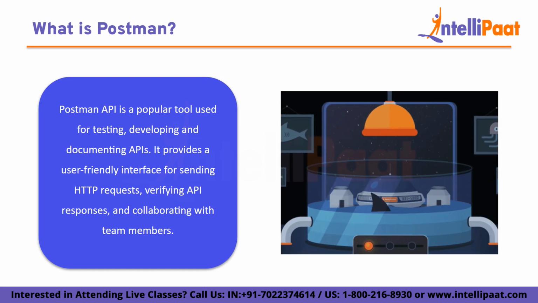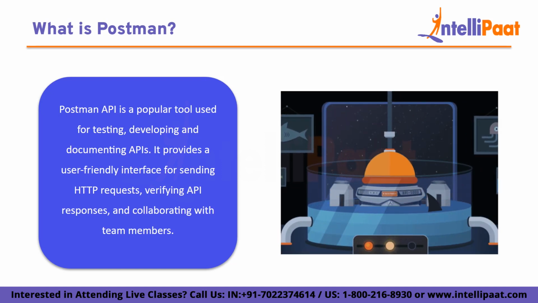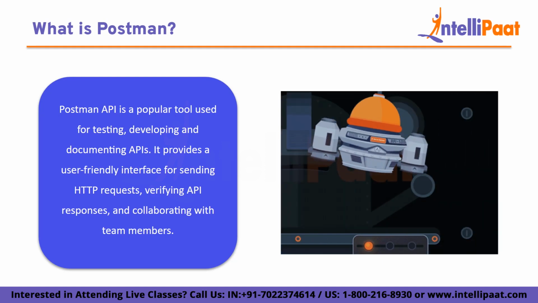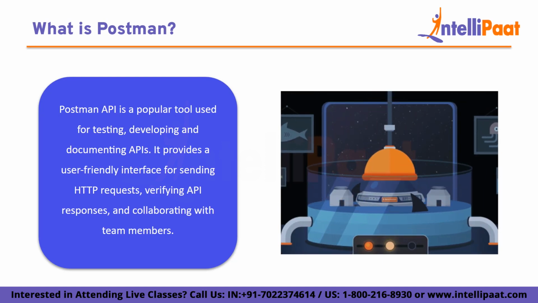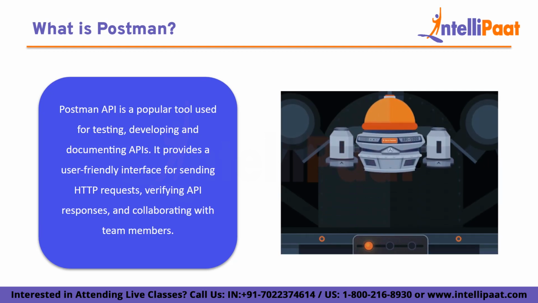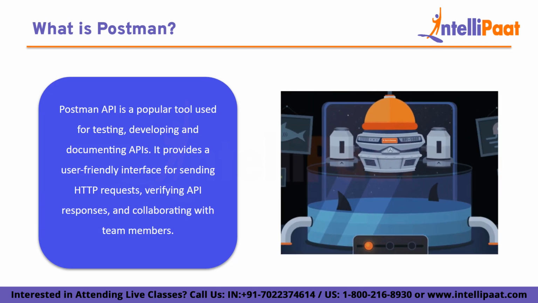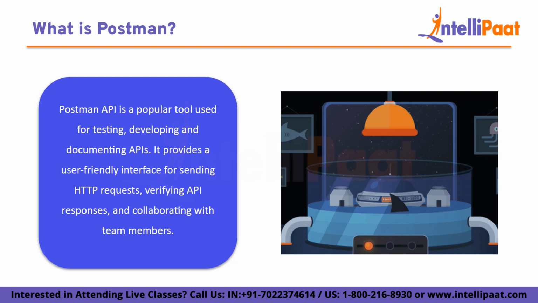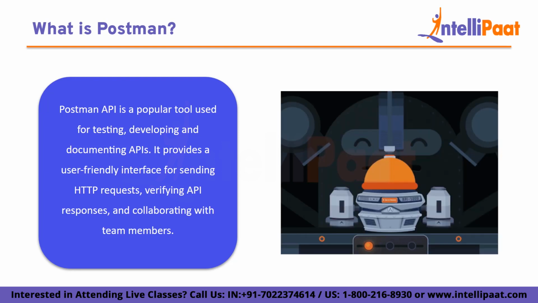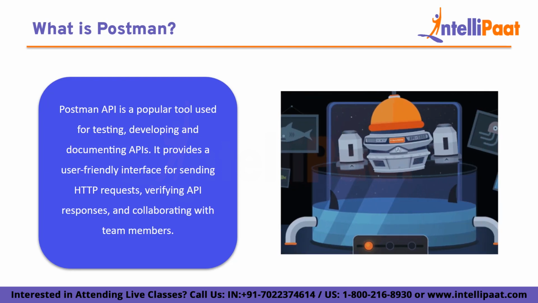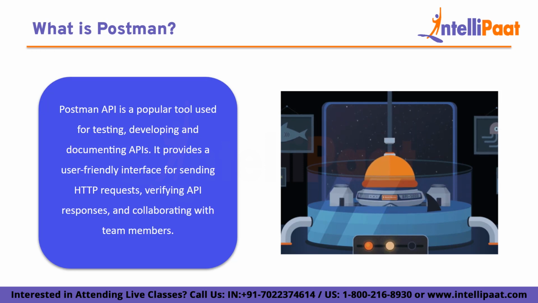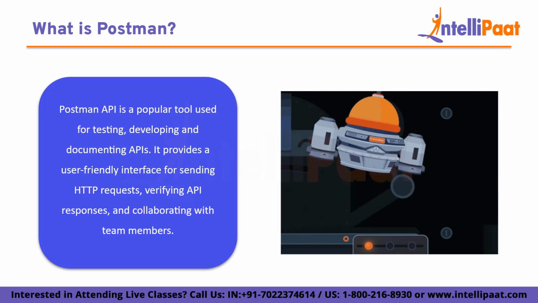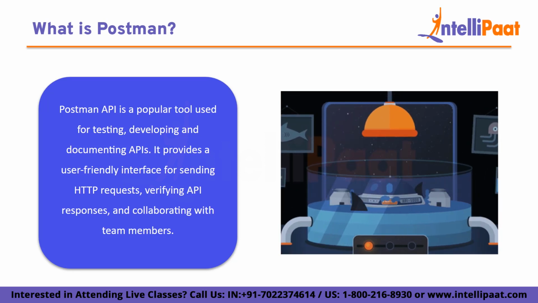One of the key features of Postman API is its ability to easily create and manage HTTP requests. It supports a variety of HTTP methods such as GET, POST, PUT, and DELETE, and allows users to set headers, parameters, and authentication methods for each request. Postman API also provides a history of requests and responses, making it easy to track changes and debug issues.